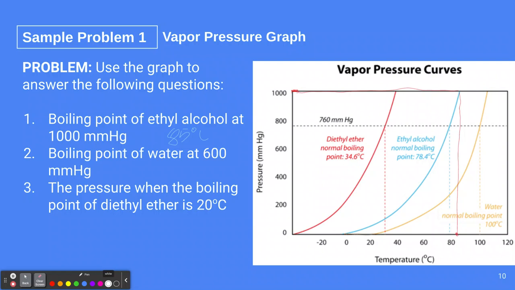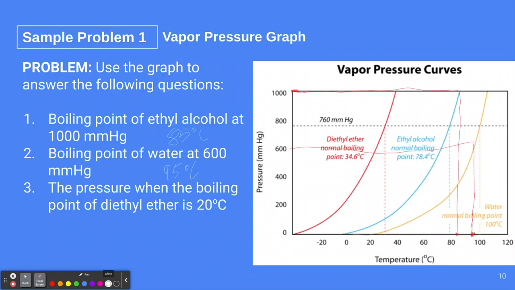Now let's figure out the boiling point of water at 600 millimeters of mercury. So I'm going to go over from 600 millimeters of mercury. I'm going to hit my water line, and then I'm going to come down to grab my temperature, a little straighter. And so I would say that there is probably around 90 or 95 degrees Celsius. If the normal boiling point of water is 100 degrees and we're at 600 millimeters of mercury, which is about 160 millimeters of mercury lower than normal, then our boiling point should be lower.